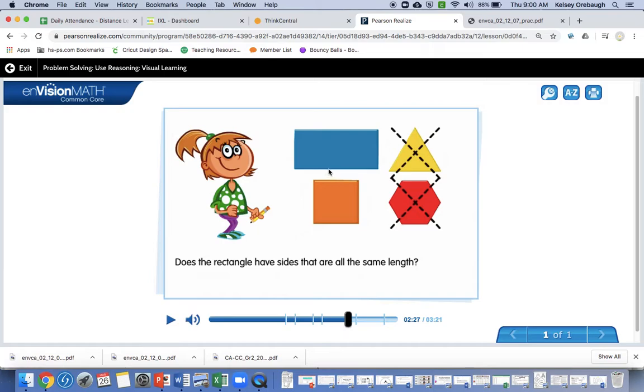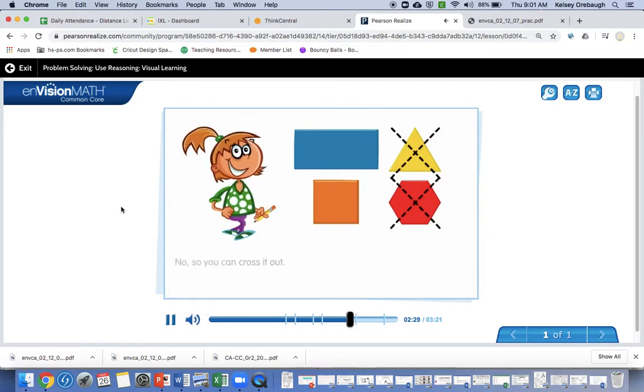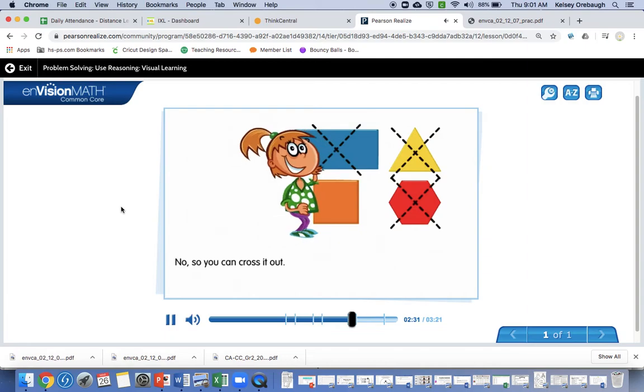No. Rectangles have sides that are equal on 2 of the sides and the other 2 sides. Notice that 2 sides in a rectangle are longer than the other 2 sides. Those sides are not all the same length. No, so you can cross it out.